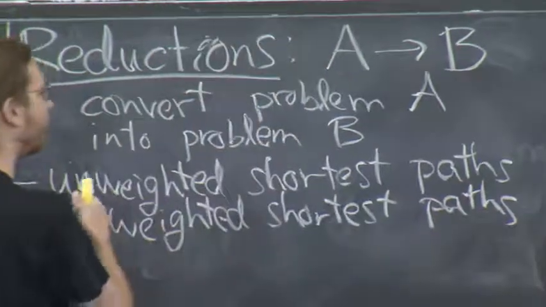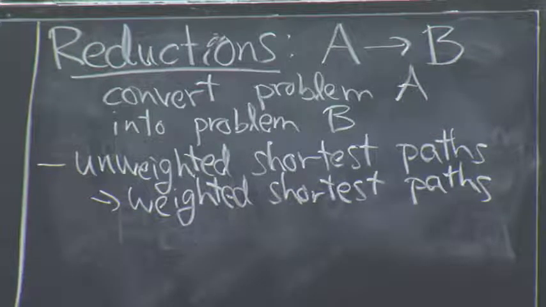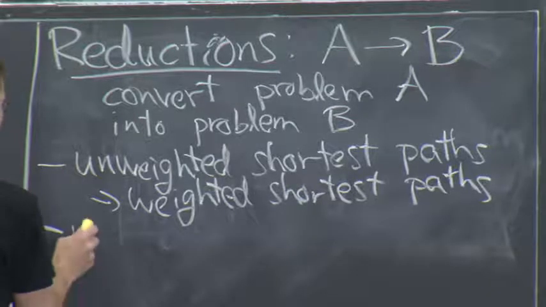So I can convert unweighted shortest paths into weighted shortest paths by adding weights of 1. Done. Adding weights of 0 would not work. But weights of 1, OK. Weights of 2 also works. Pick your favorite number, but as long as you're consistent about it. That's a reduction. Here's some more interesting ones.